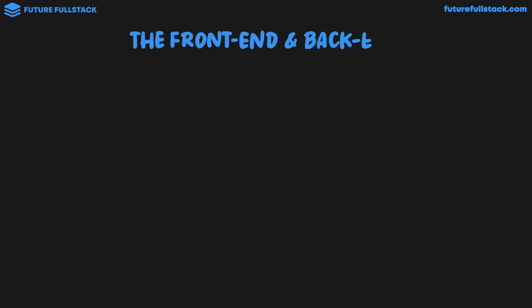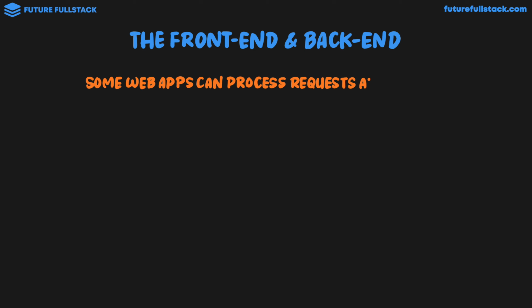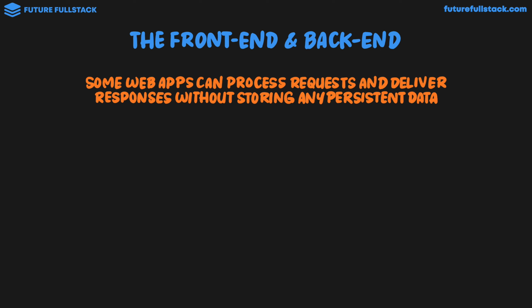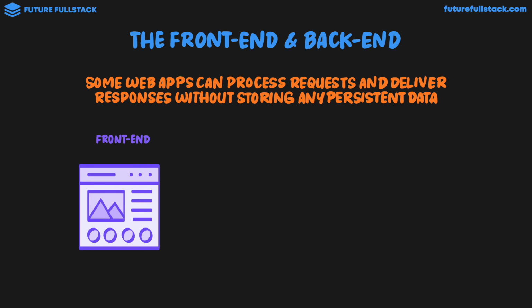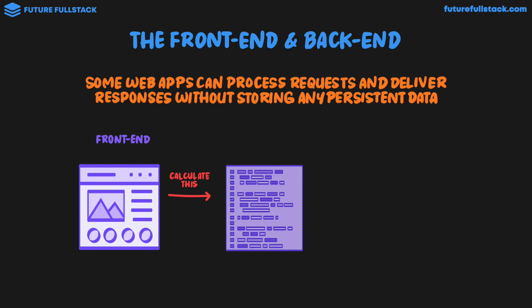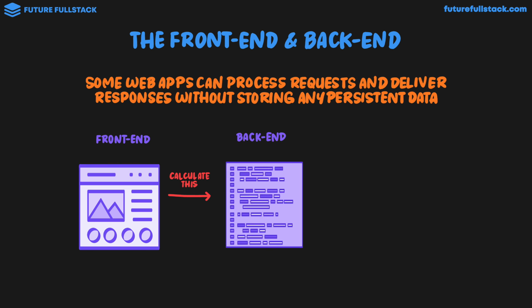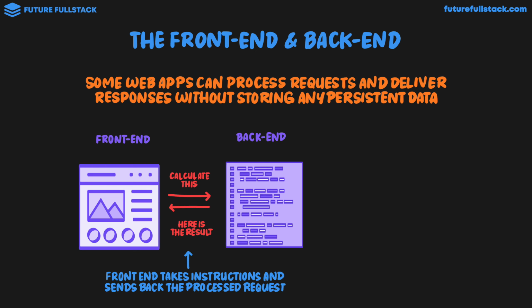We'll move a layer deeper now and look at the front end and back end together. Some web apps can process requests and deliver responses without storing any persistent data. On our front end, we'll have some kind of input, like perform this calculation. Our backend will perform this calculation and provide back the result to the user on the front end. So the front end takes instructions and sends back the processed request.